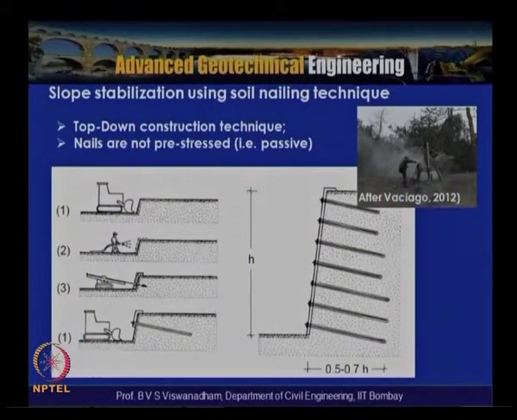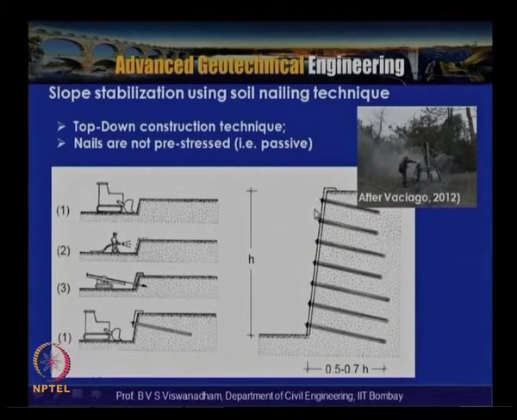So here, the slope stabilization using soil nailing technique is basically a top-down construction technique. In fact, it is very useful for temporary shoring purposes in underground excavations. Suppose you are excavating a soil slope area: excavate level 1, then provide shotcrete on the surface, and then drive or install the nail, and then excavate further.